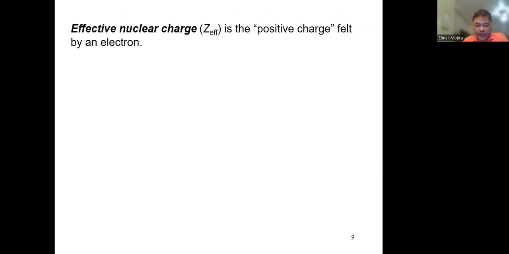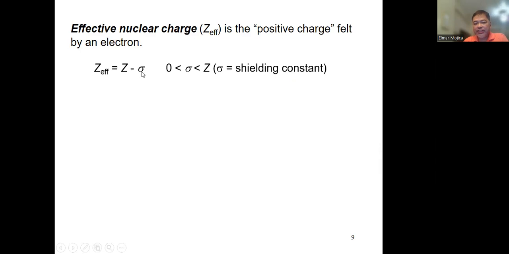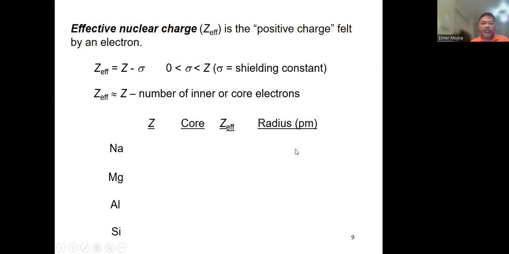Now, let's talk about the effective nuclear charge, or the positive charge felt by the electron. So Zeff is equal to Z minus the shielding constant. Usually the shielding constant is higher than 0, but less than the atomic number. We could say that it is the number of inner or core electrons. If we look at the Zeff value, Z is just the atomic number, so from left to right, it increases.